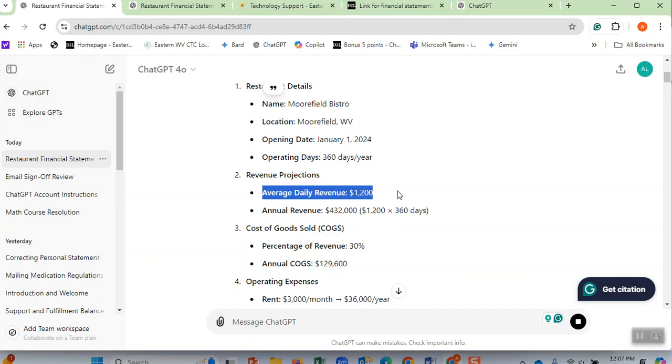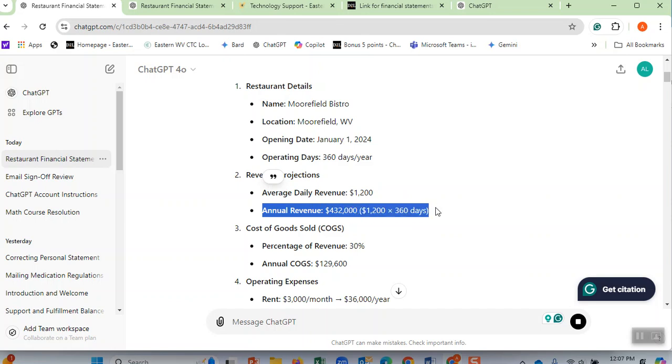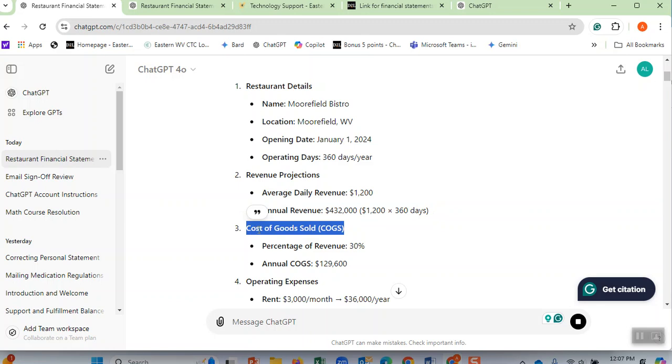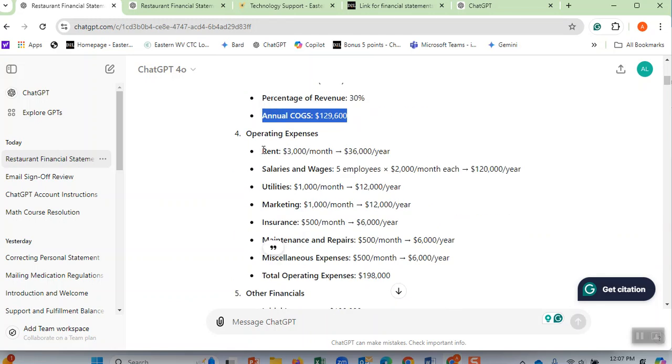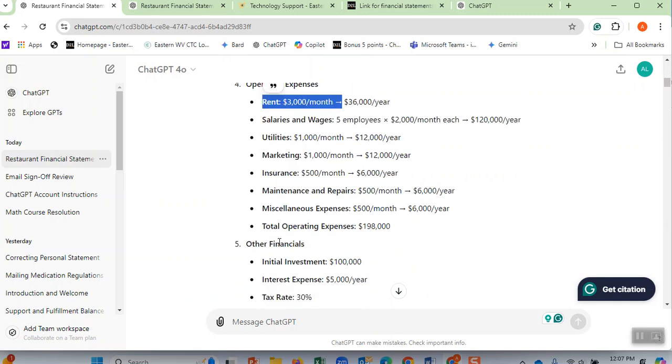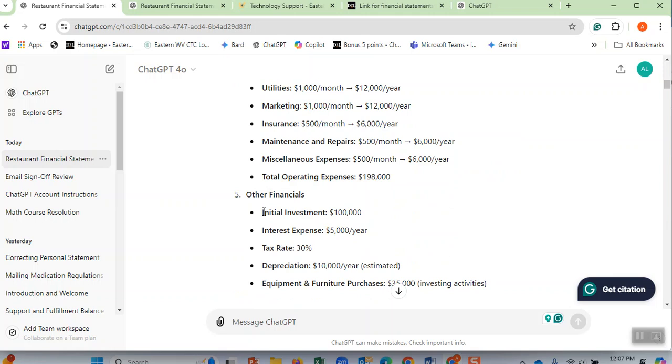Imagine I sell that every day. And annual revenues are $432,000. That means it's open 5, 6, 7 days a week. And then I have to buy materials, COGS, which means cost of goods sold, which is 30% of my revenues, which is around $129,000. I have to buy meat and other things. And I have, of course, expenses: rent, salaries, utilities, marketing, and all of these.